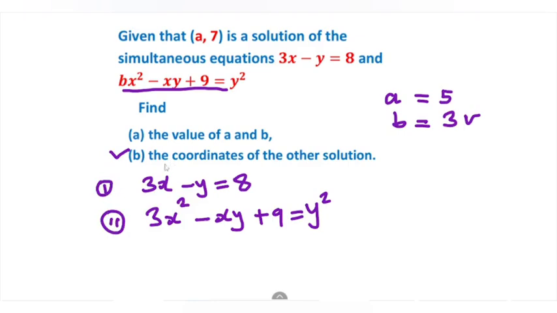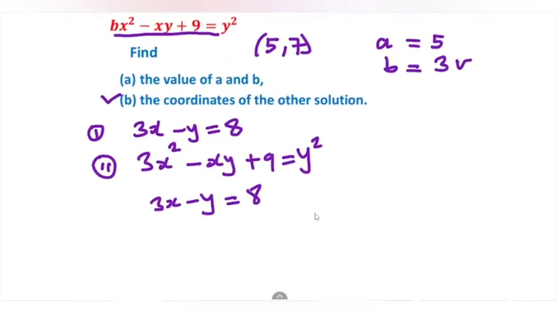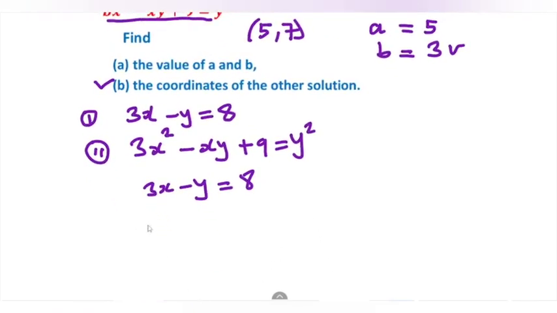Now question B is asking us to find the coordinates of the other solution. Remember, we already have the first solution, which is 5, 7, which is what you are given. To find the coordinates for the other solution, we are going to take equation 1, which is 3x minus y is equal to 8. Then we are going to make y the subject of the formula.